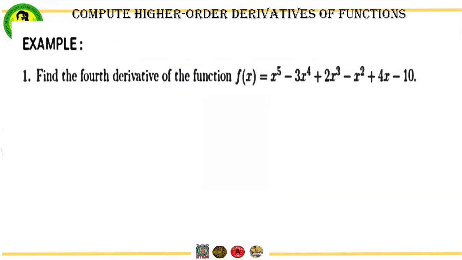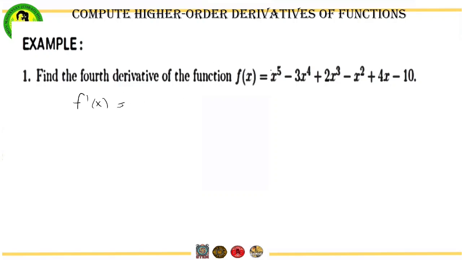Find the fourth derivative of the function x raised to 5 minus 3x raised to 4 plus 2x cubed minus x squared plus 4x minus 10. Before we have the fourth derivative, we must have the first, second, and third derivatives before we can find the fourth. Let's start. Let's have the first derivative.